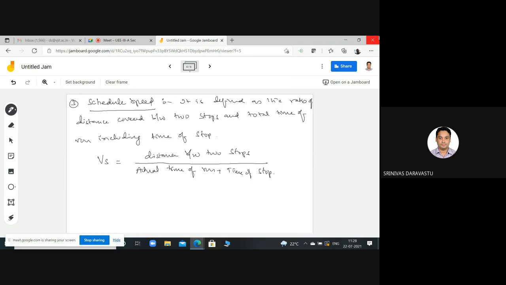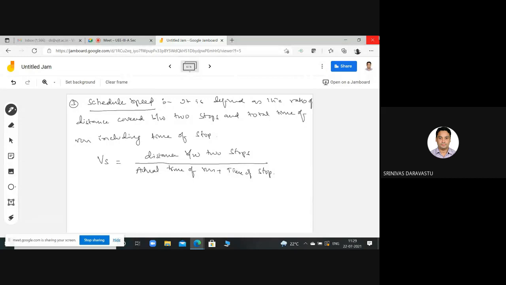And generally, the difference for urban and suburban services is that the difference between scheduled speed and average speed is negligible in case of urban and suburban services. Now, what are the factors affecting the schedule speed? It is a very, very important question.